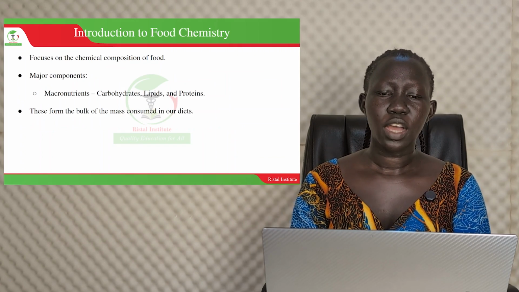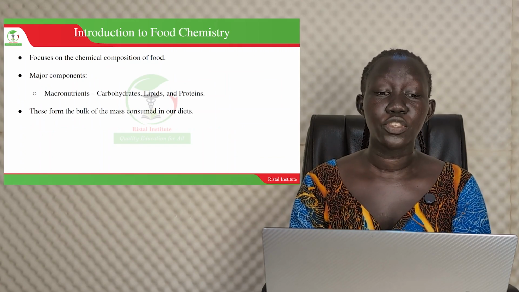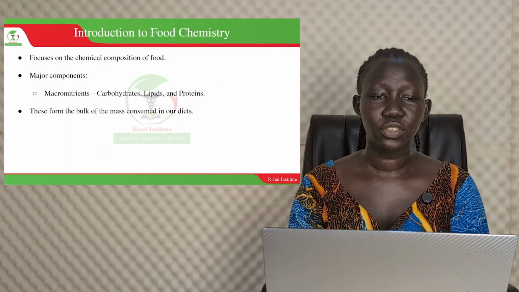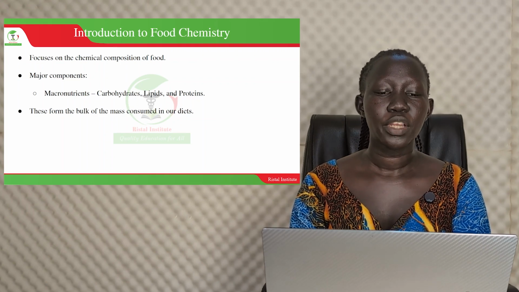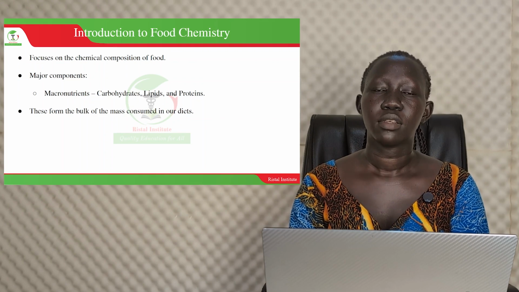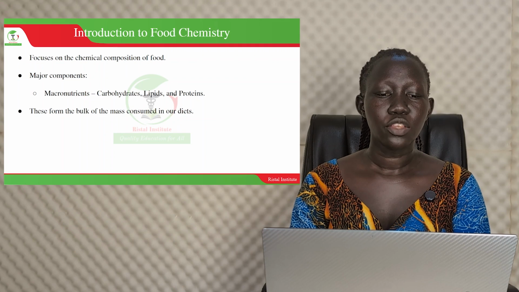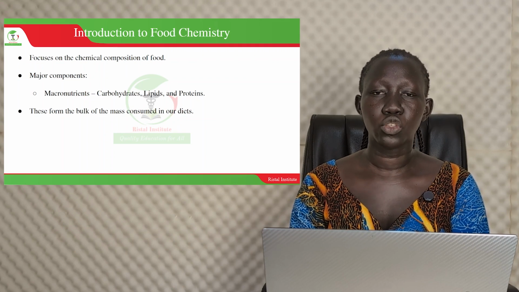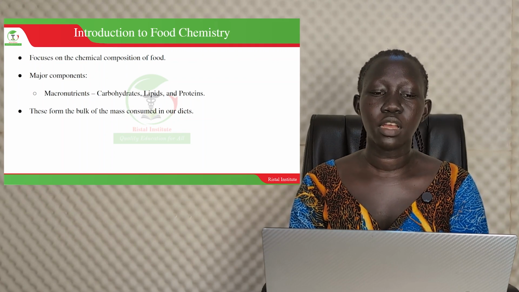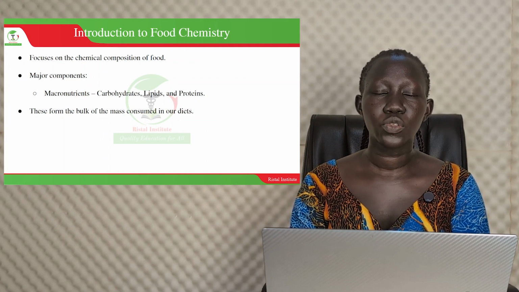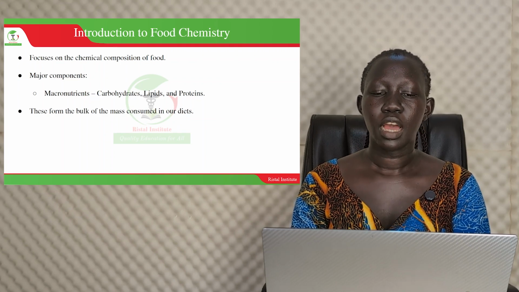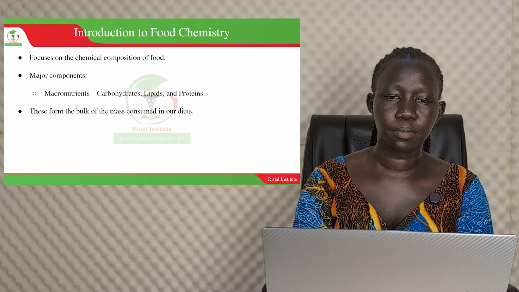Food chemistry also focuses on the chemical composition of foods, which I already talked about. The major components, we said, are the macronutrients that encompass the carbohydrates, the lipids, and the proteins, and these ones form the bulk of the mass consumed in our diets. Most of the food products we consume contain these major nutrients, and also include the few micronutrients that are present in these food substances.